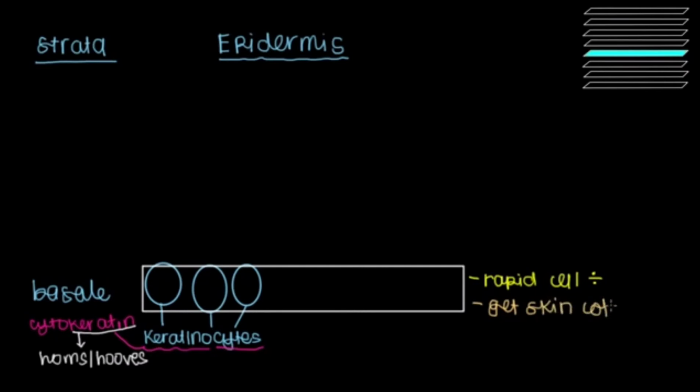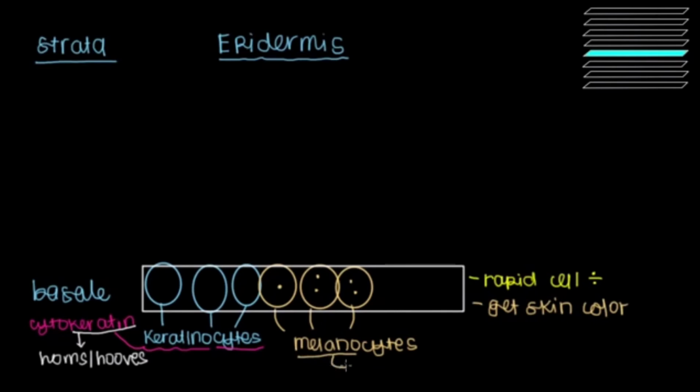Another important thing in this layer is where we get our skin color. Cells that confer our skin color can be found here. These are called melanocytes. Cytes means cells again. There is a special pigment made in these cells that helps determine our skin color, and that is called melanin.